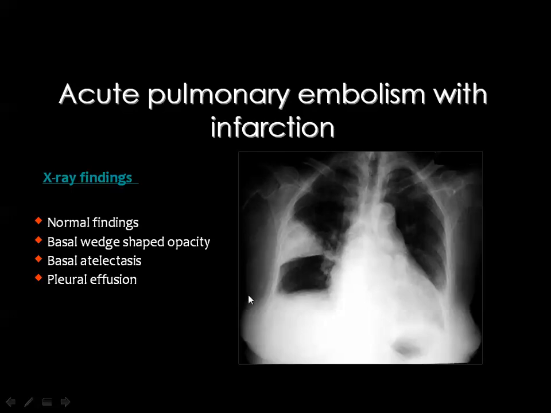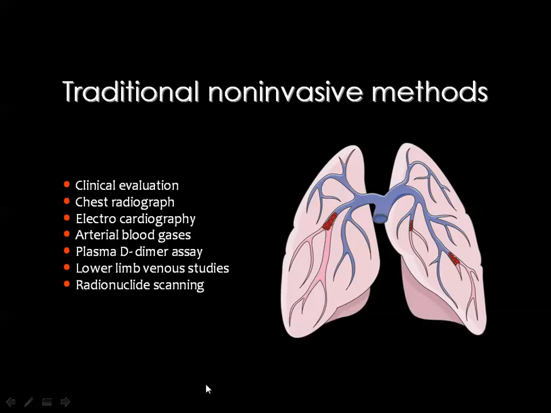Considering the chest radiograph, the X-ray findings in a patient with acute pulmonary embolism may be absolutely normal, or it may show a wedge-shaped opacity like this one, which is referred to as the Hampton hump configuration, with the apex pointing medially and the base towards the chest wall. Or you may find some basal atelectasis, and also you may see pleural effusion.